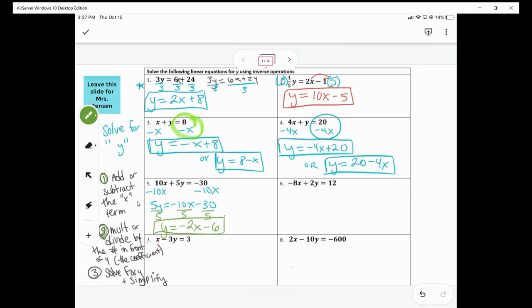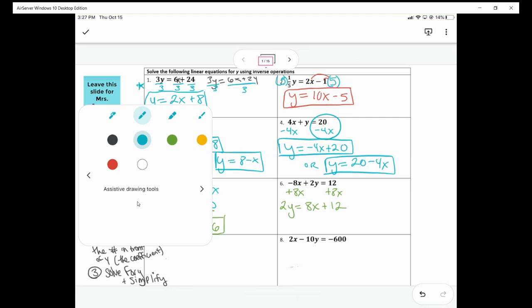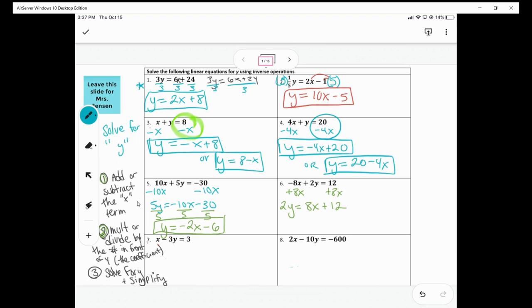For number 6, the first step, it's negative 8x, so we want to add it to both sides. Now it's 2 times y, so the inverse operation of multiplying by 2 would be dividing each term by 2. I get y equals 4x plus 6 once we simplify.